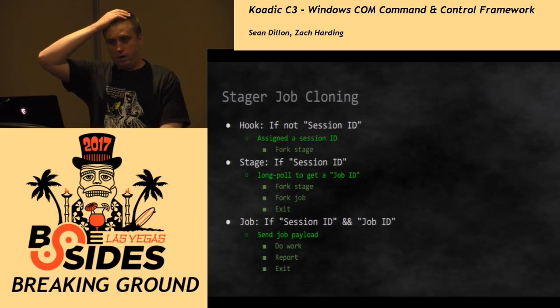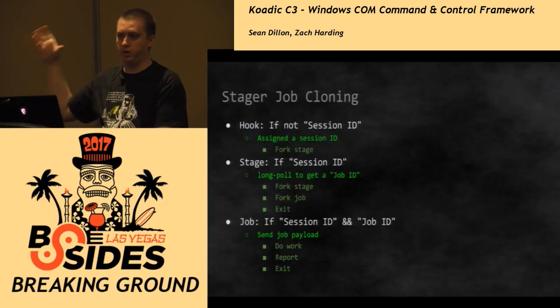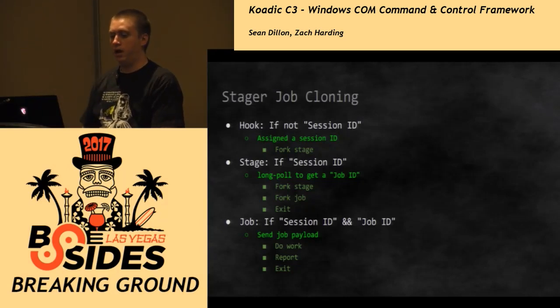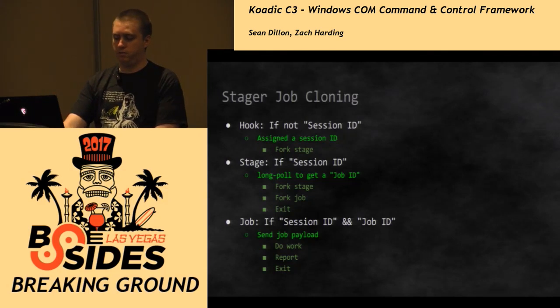And so when finally you have some work to be done, we'll fork a new stage so we don't have all that script execution, and then we'll fork the actual job that you want to run. So that's kind of our threading model, is we just fork a bunch of jobs. And then finally, if you call home with a session ID and a job ID, and these are all UUID4s, then we'll send a job payload, which is just straight JScript that will get evaled. And then that'll do work, and then use the APIs to report back home with whatever the output of that job was, and then that job will exit.